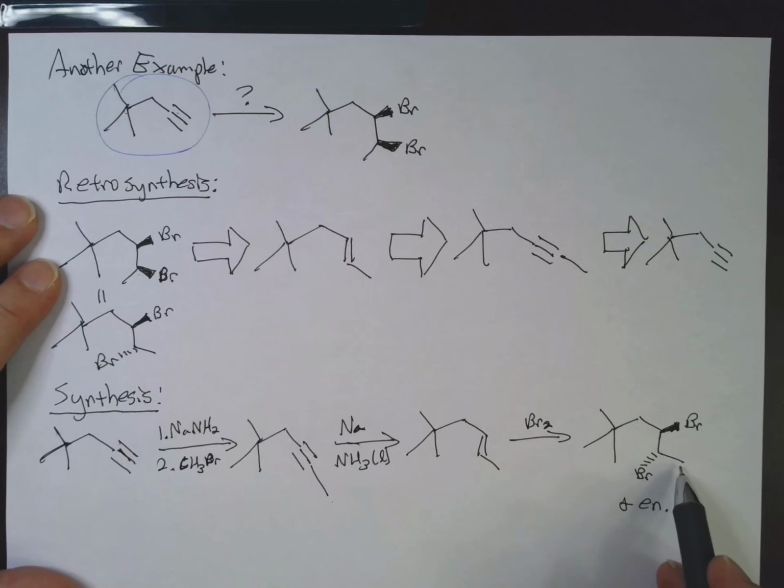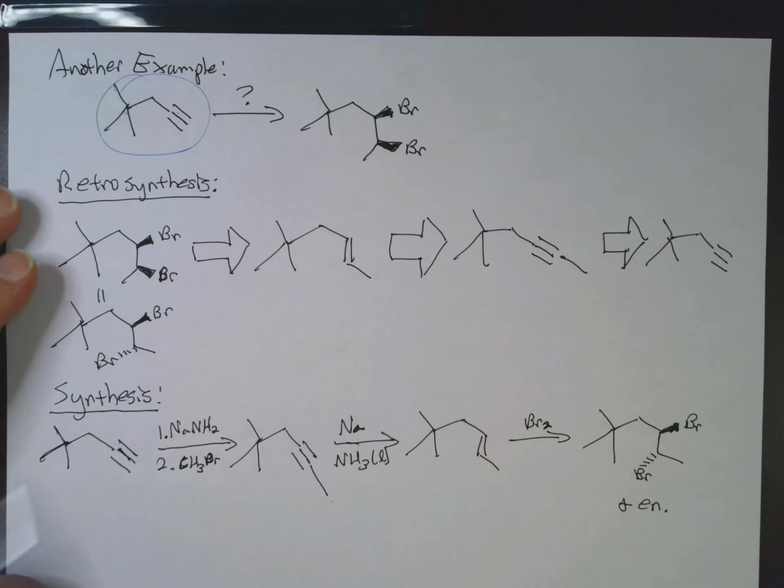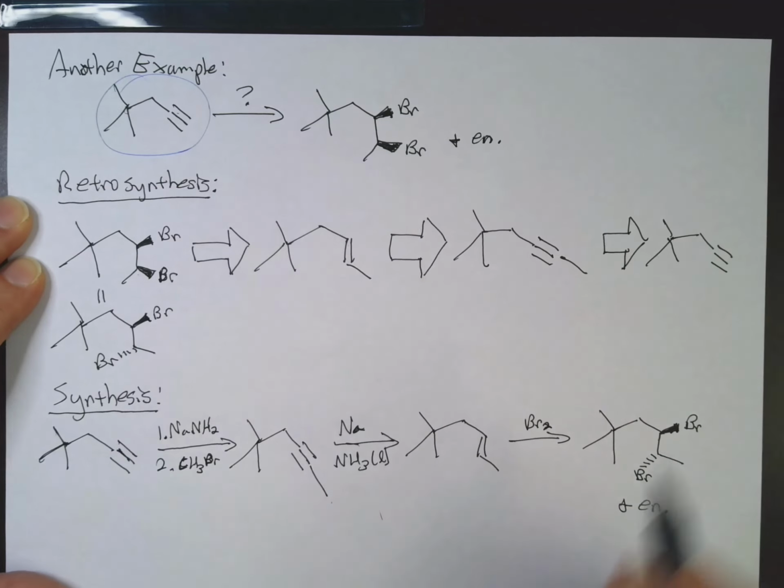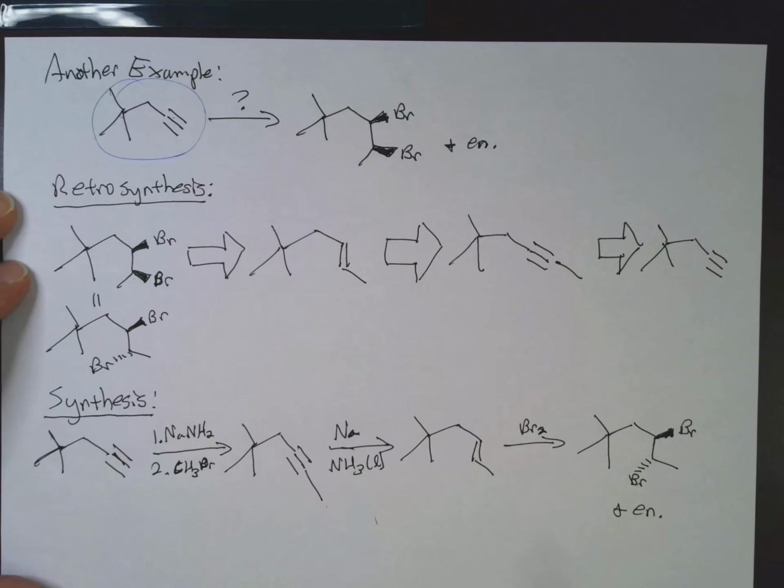Sometimes you're going to end up with an enantiomer. And I might write here, plus En for plus the enantiomer, because we do have chiral carbons there. And if you just need one particular enantiomer, that can be trickier. Okay, so I've got my stereochemistry right, but because this guy, when we rotate it, equals that guy, I'm also going to make the enantiomer as well. So it's just something to consider. All right, sometimes you can't get around having to make the enantiomer.